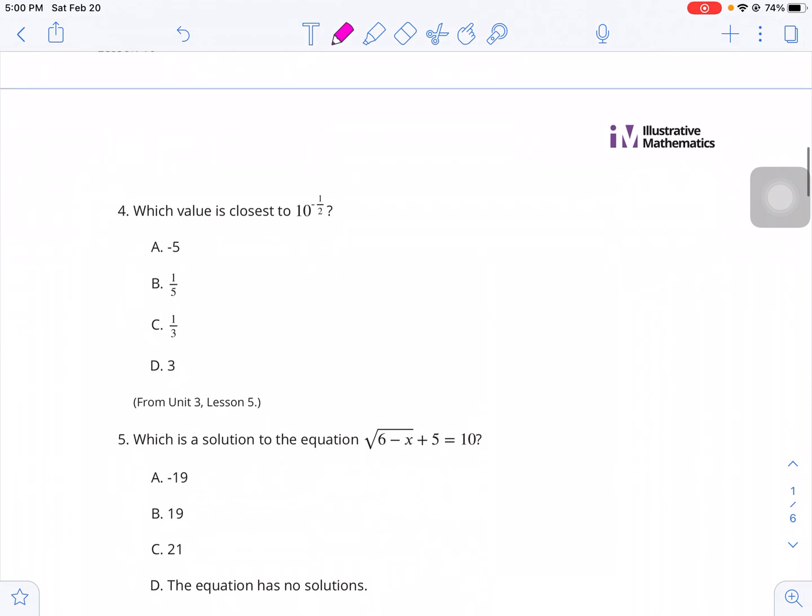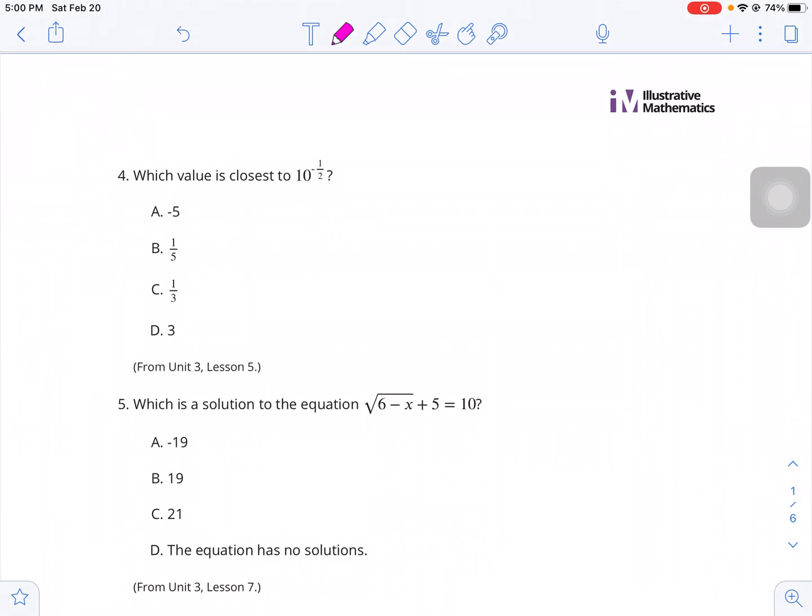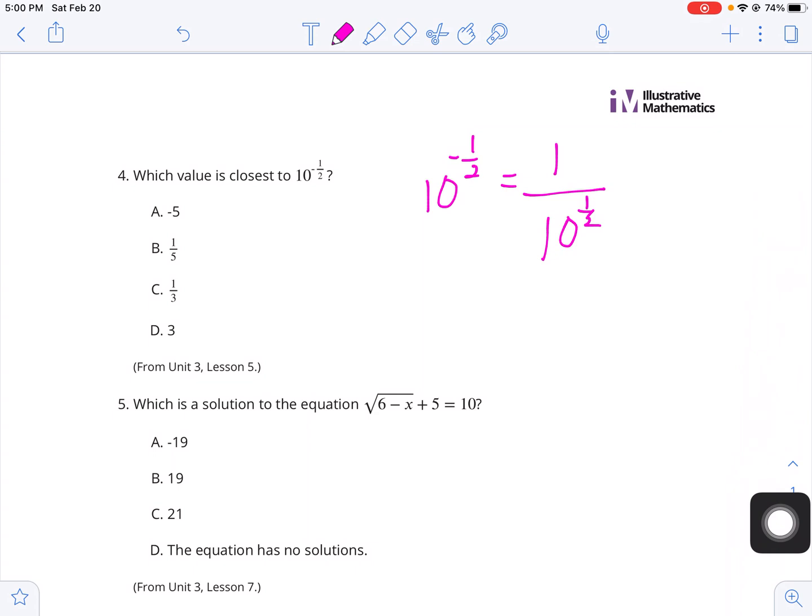Number 4, which value is closest to 10 to the -1/2? So this is from lesson 5, in unit 2. First of all, we want to deal with positive exponents only, so I'm going to shift that to the denominator. And then I'm going to write it as a radical down here. We want the closest one, so we're estimating here, but the square root of 9 is 3, and the square root of 16 is 4. So it's got to be close to 3, the square root of 10. But it's in the denominator, so I would choose letter C there.